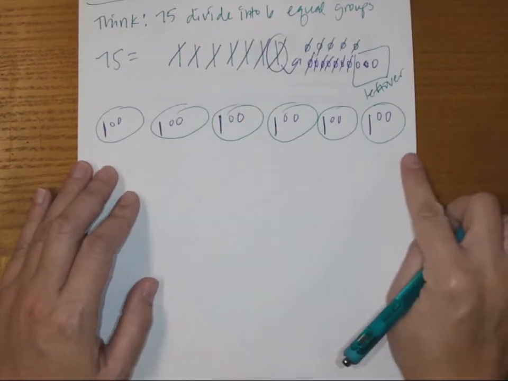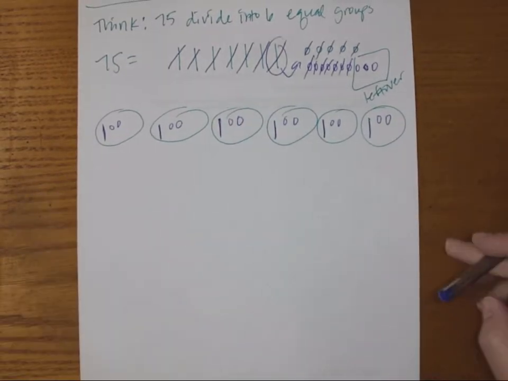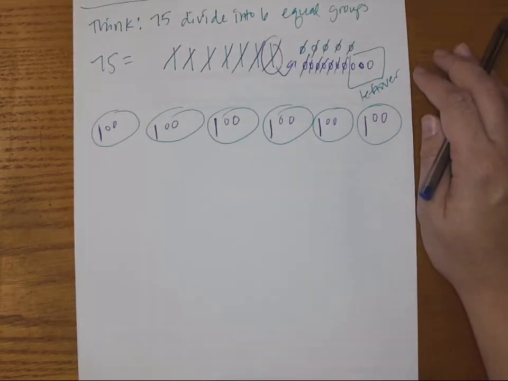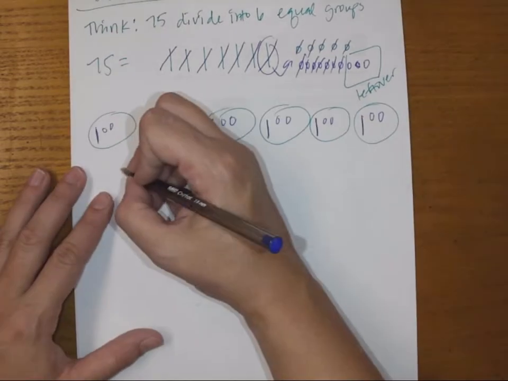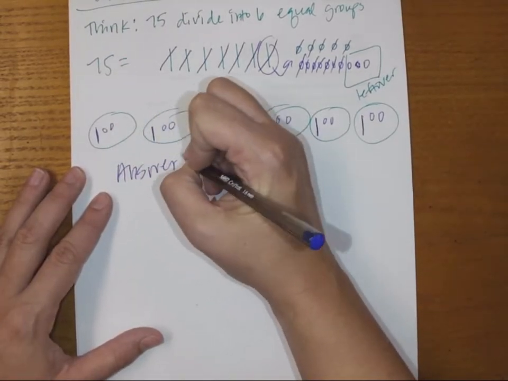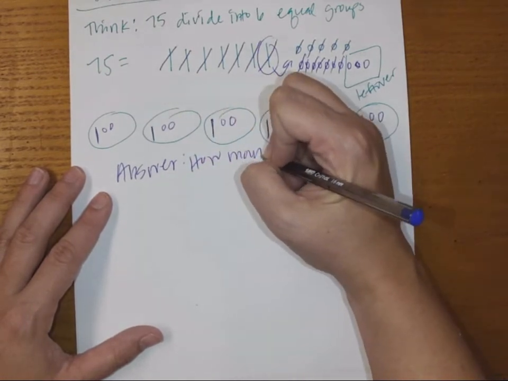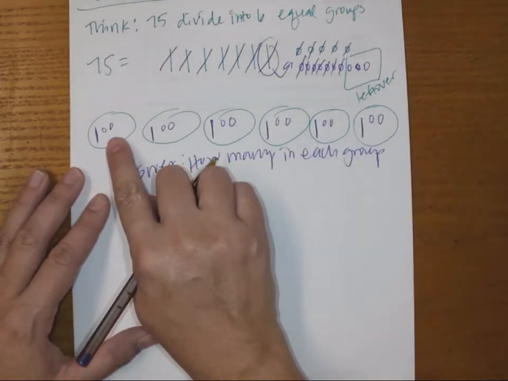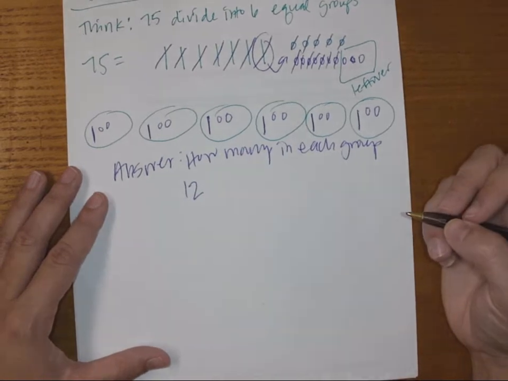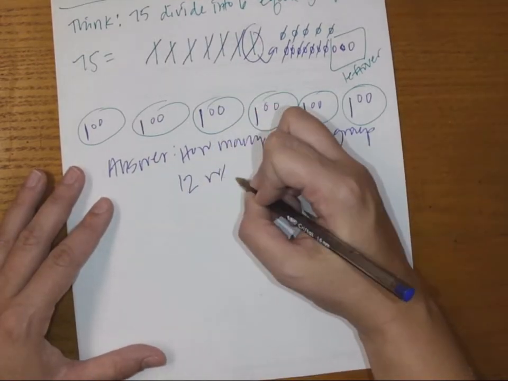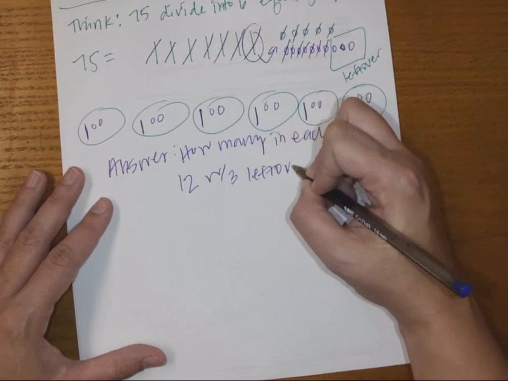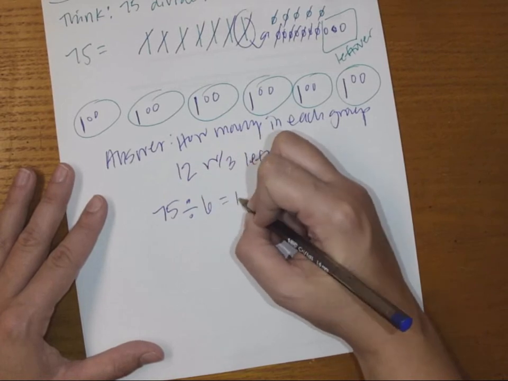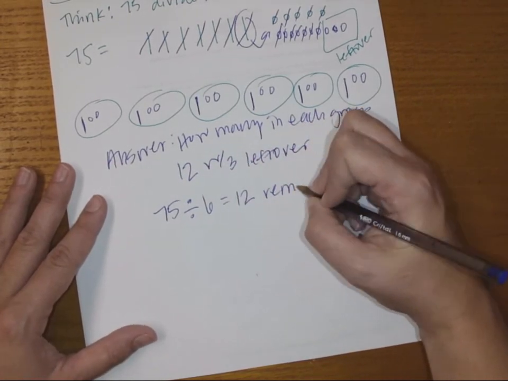Can I split those 3 units equally among the groups? If you wanted to get technical, you could split them in half and have half a unit, half a unit, half a unit. We're just doing whole numbers right now, so we're not going to worry too much about that. So your answer here is how many are in each group. In this problem, we have 1 long, 2 units, which would be 12 in each group. And what's left over? So 12 with 3 left over. So the way we would write that answer would be 75 divided by 6 equals 12 with a remainder of 3.